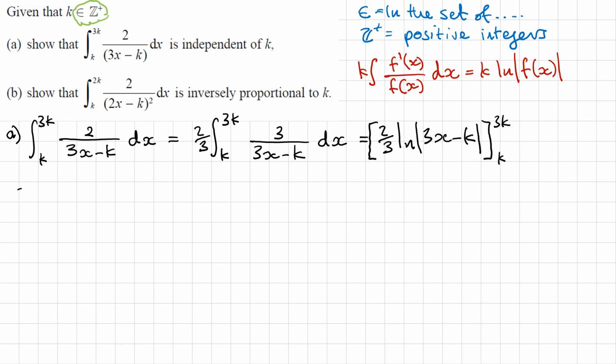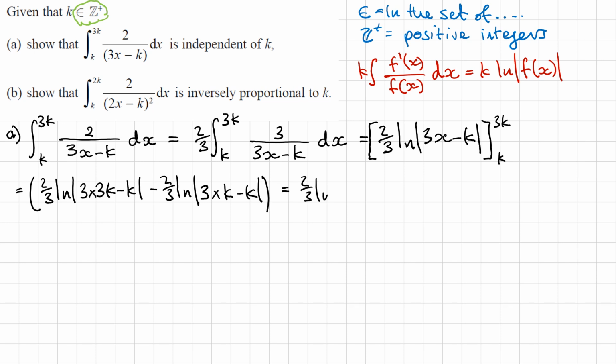Right, so our limits are k and 3k. So we'll put those limits in. What we'll have is 2/3 log of 3 times 3k minus k, minus 2/3 log of 3 times k minus k. Right, let's do that and see what we get. So you get 2/3 log of 9k minus k, which is 8k, minus 2/3 log of 3k minus k, which is 2k.